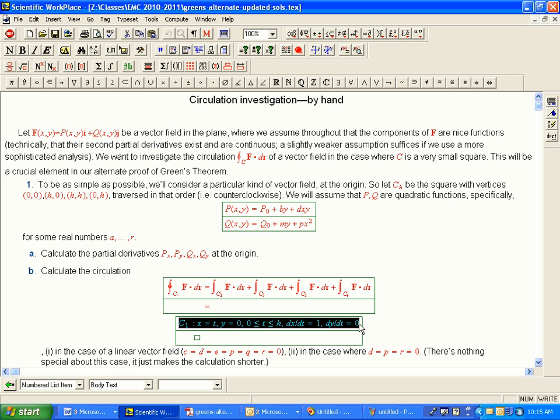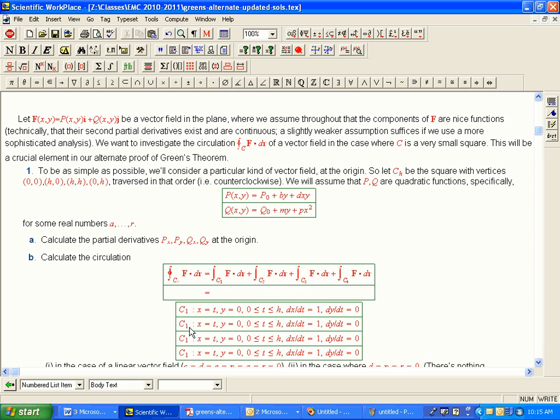Okay, so now I'm going to be able to copy this. For C2, x is now just a constant. It's now h, not 0. y is going to be t, with the same limits in t. And dx/dt is 0, dy/dt is 1.